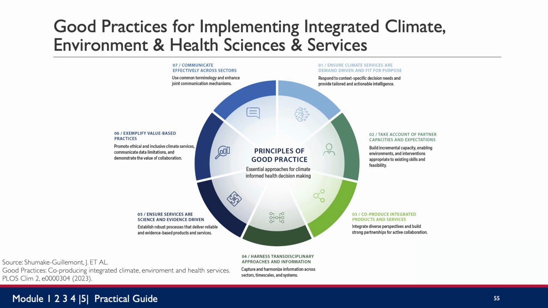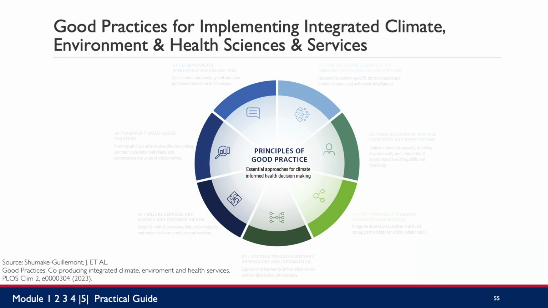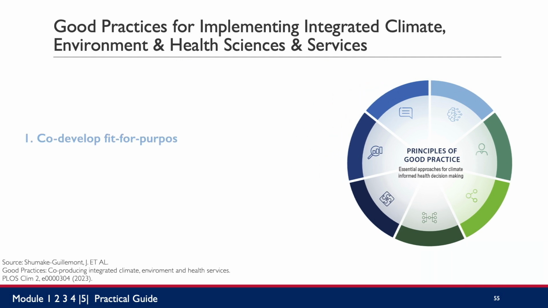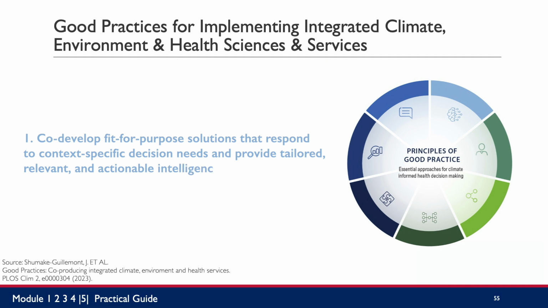Developing effective climate information tools for the health sector requires a nuanced approach that builds on best practices. This framework outlines 7 good practice principles to help health, climate, and other stakeholders understand, adapt, and mitigate climate impacts on health through agile and integrated science services. The practices outlined here are iterative and mutually reinforcing. Co-develop fit-for-purpose solutions that respond to context-specific decision needs and provide tailored, relevant, and actionable intelligence.